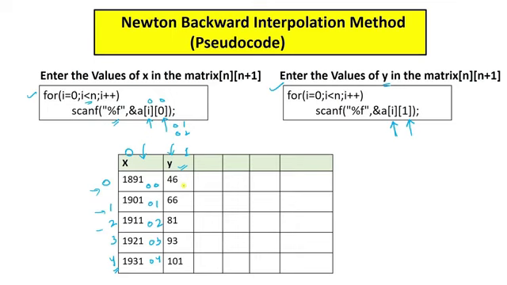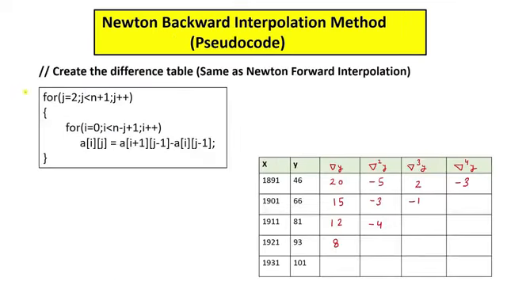Now let's create the difference table. Here is our code for the difference table. This code is exactly similar to what we have seen in the Newton forward interpolation method. Here you can see I have taken 2 loops, the outer loop and the inner loop. Here you can see this is columns 0, 1, 2, 3, 4, 5, and these are the rows 0, 1, and so on. So how will we proceed?